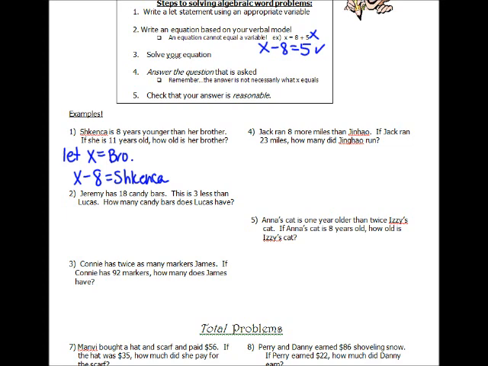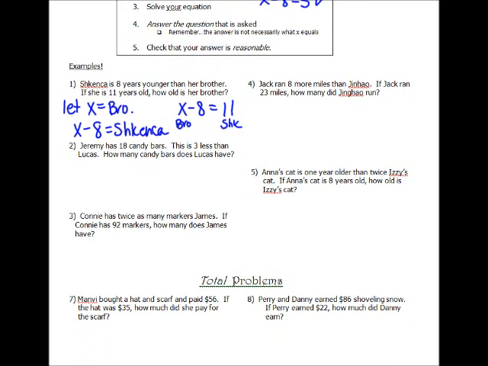Okay? So what I'm trying to do is set up an equation that represents the situation. So the equation that represents the situation is that the brother's age minus 8 equals 11. Okay? So Shikenza's age is equal to the brother's age minus 8. So this is kind of like Shikenza, and this is the brother. Minus 8, okay? You're just trying to set up a situation that would allow you to solve the problem if you could not do it in your head, which I know you can do these in your head. So, let's look at the next one.